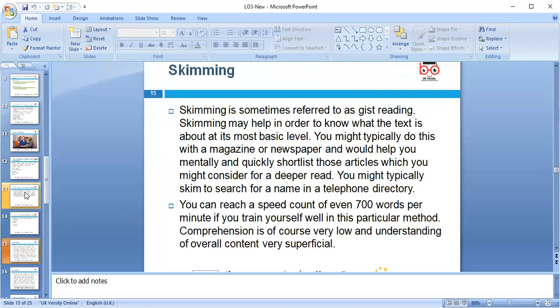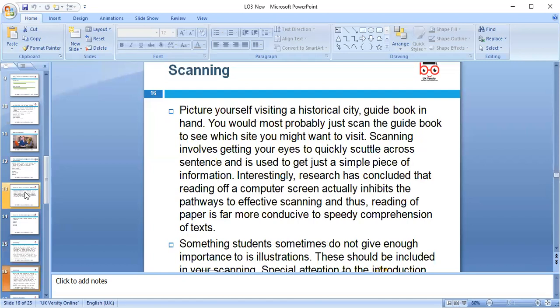Skimming is sometimes referred to as ghost reading, and skimming may help you get to know the text at the most basic level. You might typically do it with a magazine or newspaper to mentally make a quick short list of articles. You can read 700 words per minute if you train yourself, but the comprehension of the course is very low and you only understand the overall contents.